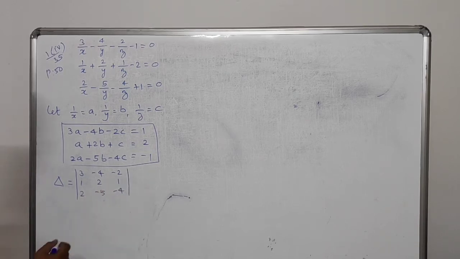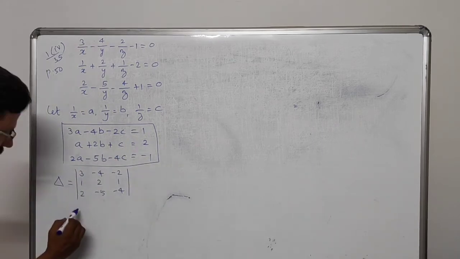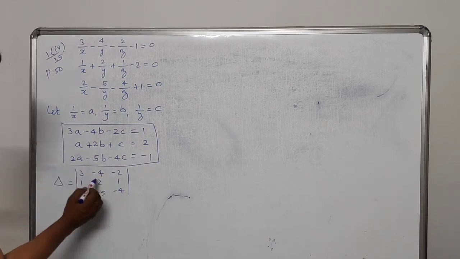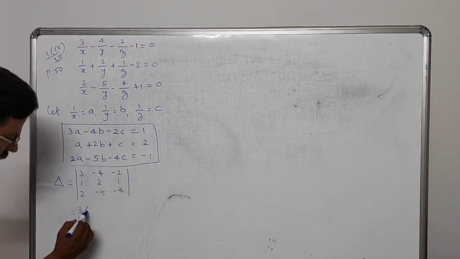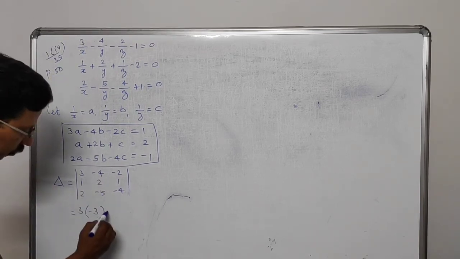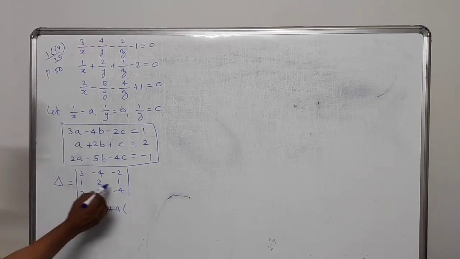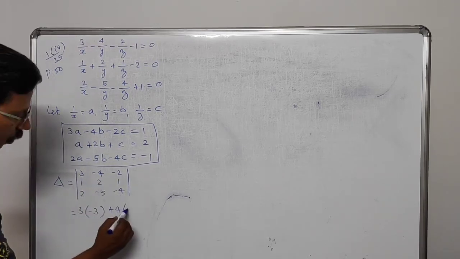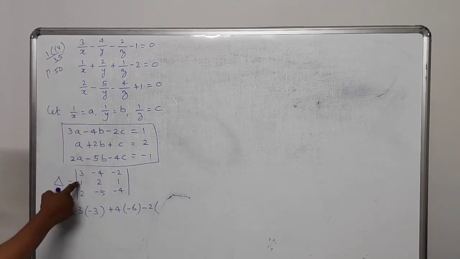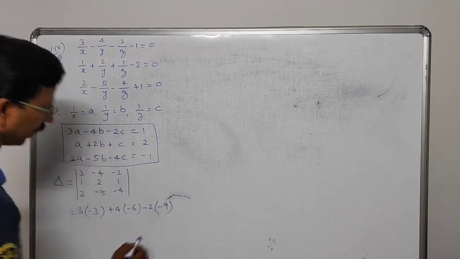Now, we can expand it through the first row. That is again the plus minus plus condition. You can write 3 into, leaving this row and column, minus 8 plus 5, then minus 3. Then minus of minus 4 gives plus 4 into minus 4 minus 2 gives minus 6. Then minus 2 into minus 5 minus 4 gives minus 9.